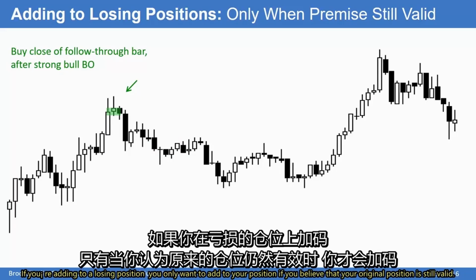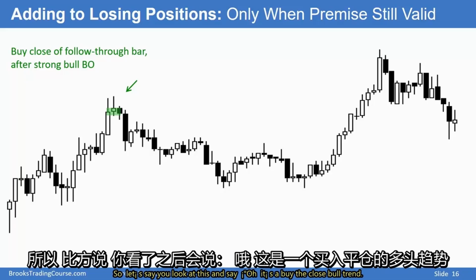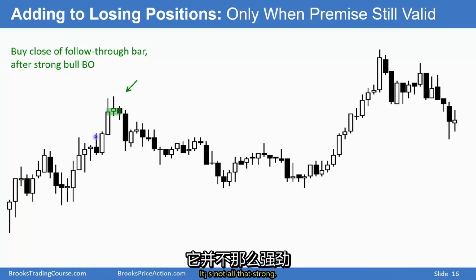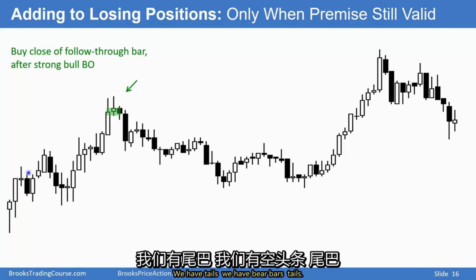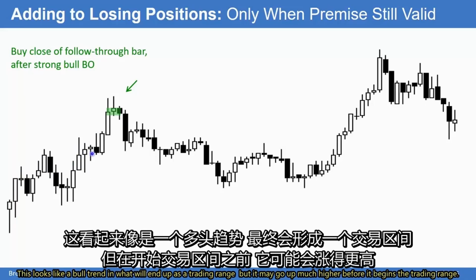If you're adding to a losing position, you only want to add to your position if you believe that your original position is still valid. So let's say you look at this and say, it's a buy the close bull trend. It's not all that strong. We have tails, we have bear bars, tails. This looks like a bull trend in what will end up as a trading range, but it may go up much higher before it begins the trading range.